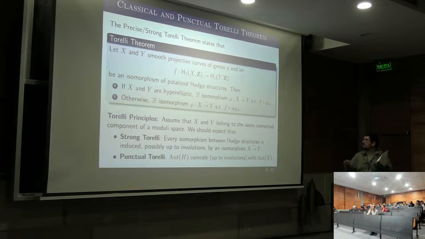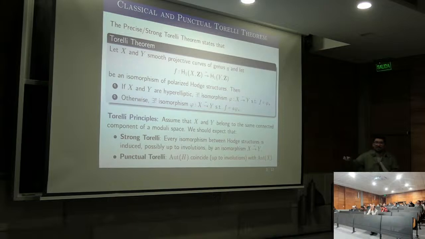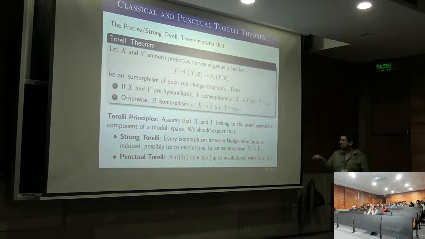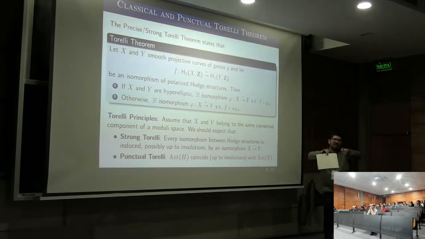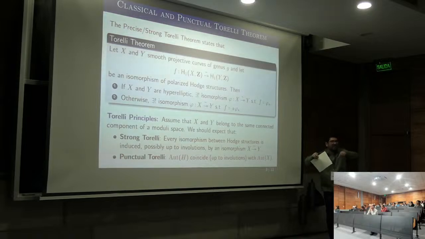And of course there is a very particular case, and this is the main issue in this talk: if you consider X to be equal to Y, then you are reduced to studying automorphisms. This is what we call the punctual Torelli theorem, because if you think in the moduli space, you are looking at a point, not an isomorphism between two members of the moduli space, but only one point, and therefore you're looking at automorphisms of this guy.